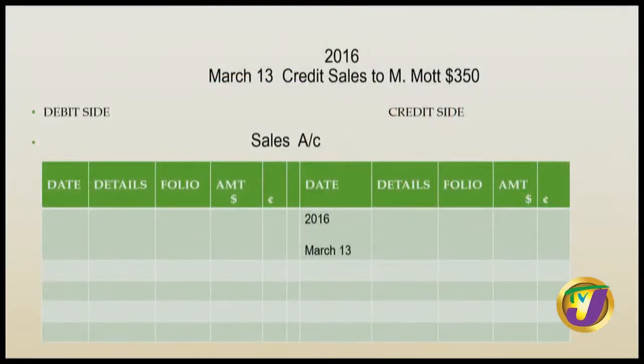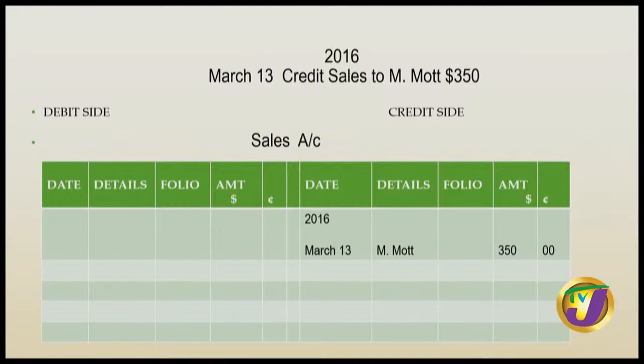We put the date in, March 13. We put the amount, $350. And in the details, we will have MOT, the name of the other item that was affected. Folio is empty. We sold goods on credit to MOT.